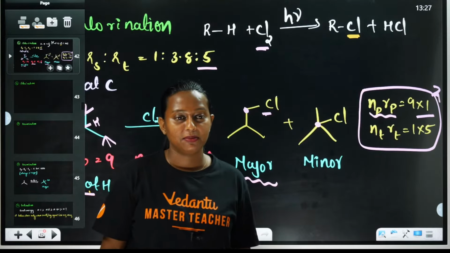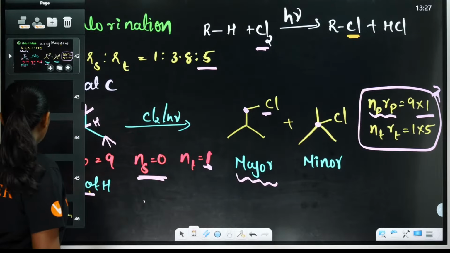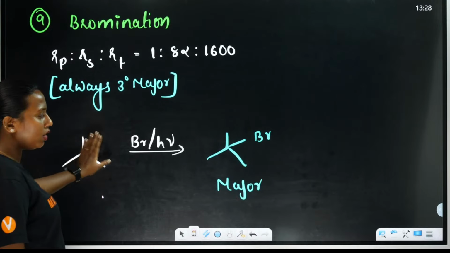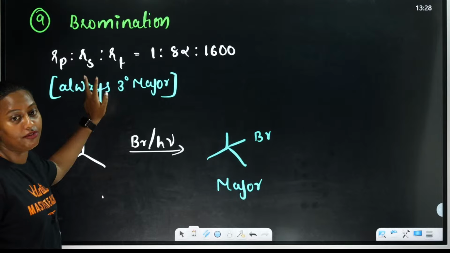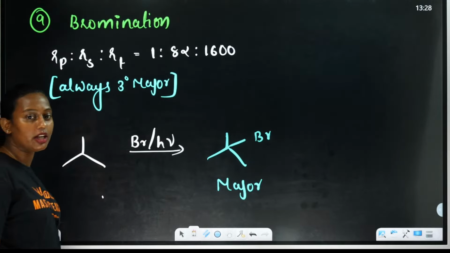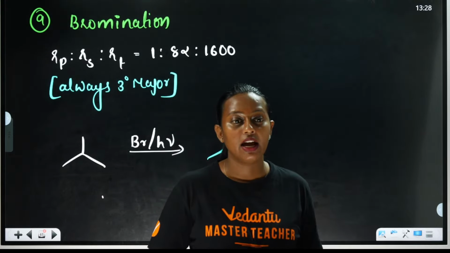Okay, so then we can move to bromination. Bromination la eppadi varudhu? Same molecule. Bromination la rate difference irukku. Primary rate, secondary rate and tertiary rate is different.